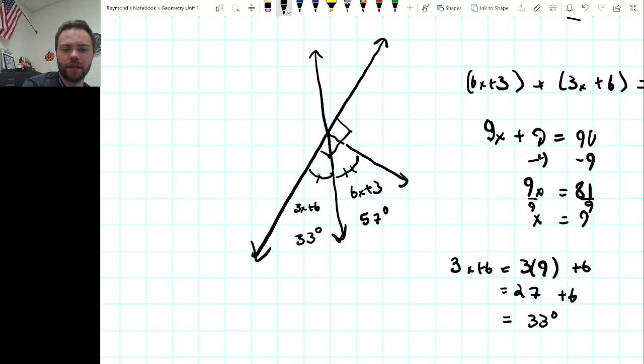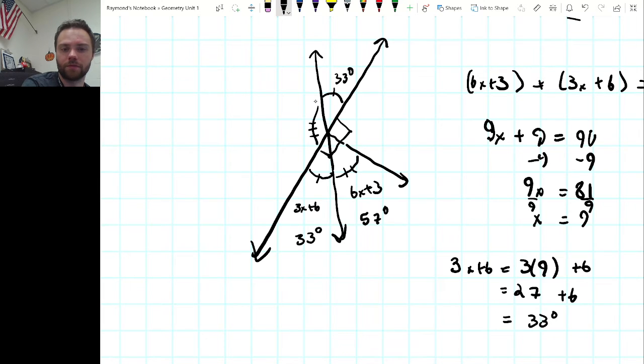I know that this angle here is congruent to this angle because they're vertical angles. So I can write in 33 degrees up here. And then I also know that these two make a supplementary pair. This 3-tick angle and this angle here make a supplementary pair.